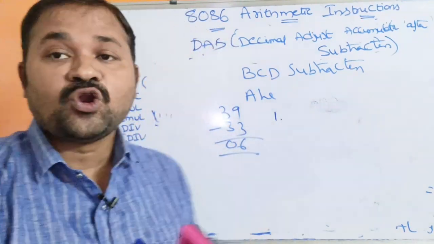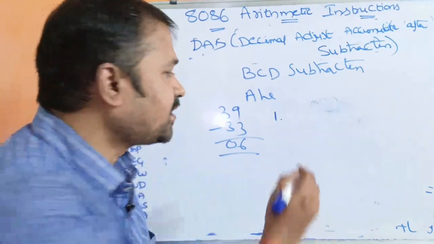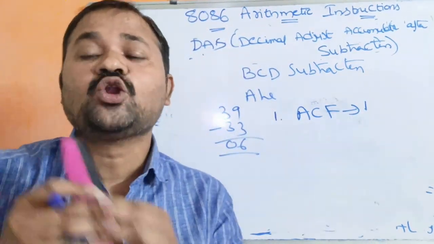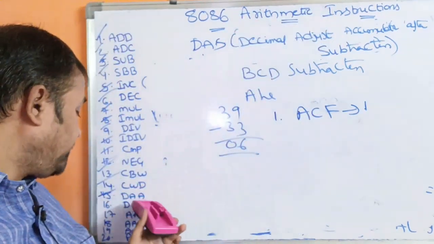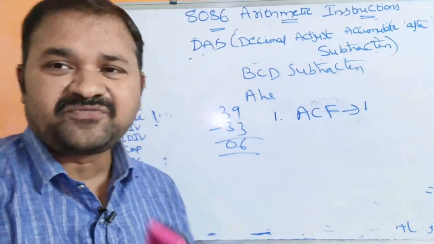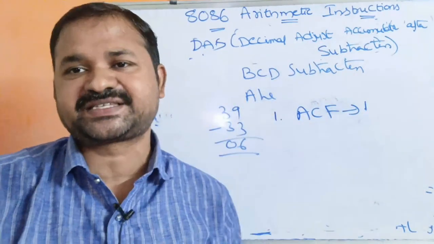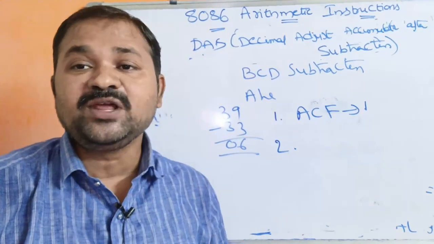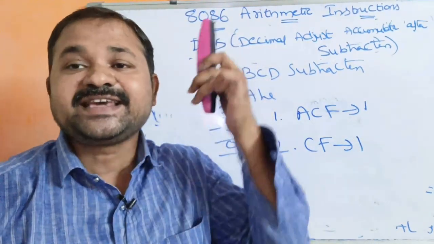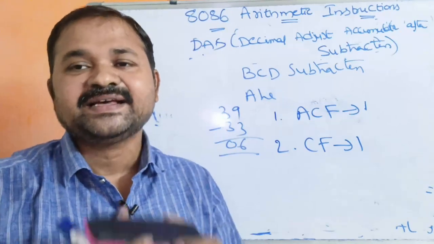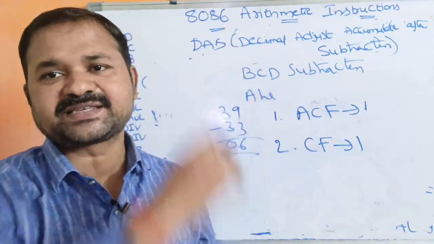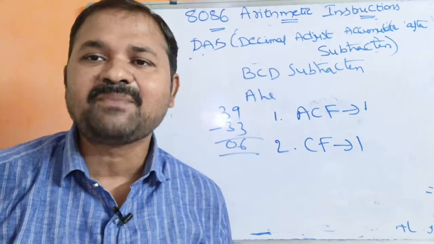What is the first rule? If the lower nibble is greater than 9 or the auxiliary carry flag is set, then subtract 6 from the lower nibble. Previously in addition we were adding, whereas here you need to subtract 6 from the lower nibble. After subtraction, the upper nibble of the result may change. So the second rule is, if the upper nibble is greater than 9 or the carry flag is set, then subtract 6 from the upper nibble or subtract 60 from AL so that you can get the result. So the procedure is just like DAA only, but instead of addition, we have to do the subtraction.